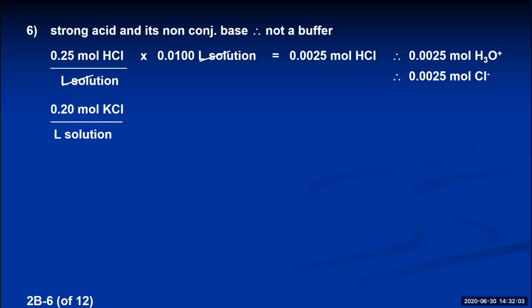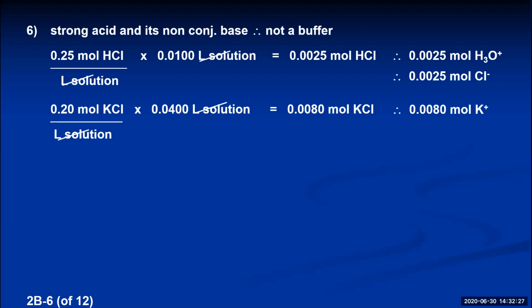Then we have a KCl solution. It was 0.20 molar. That means 0.20 moles of KCl per liter. Multiply by its volume. That's going to tell us how many moles of KCl will be in the solution. And because it's a soluble ionic compound and completely dissociates, we can calculate the moles of each ion just by multiplying the number of ions in the formula by the moles. So 1 times 0.0080 gives me the moles of potassium, and 1 times 0.0080 gives me the moles of chloride. These are the ions that are in the solution.